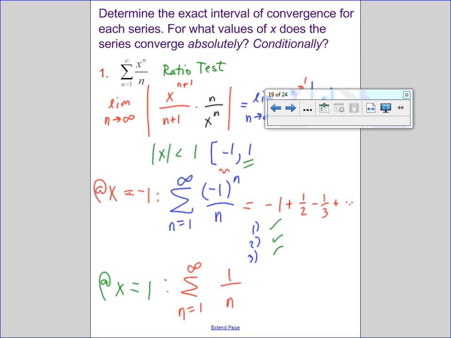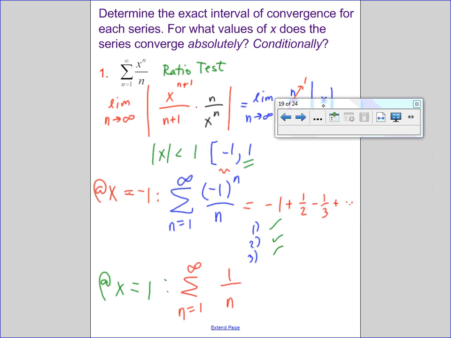And so this is not conditional convergence. It is divergence, which means this x value is not included on the interval of convergence. This diverges, so I do not include positive 1 on the interval, and I show that with parentheses. So my exact interval of convergence is negative 1 inclusive to positive 1 exclusive, right? The series diverges when x equals 1. I'm going to write divergence here.